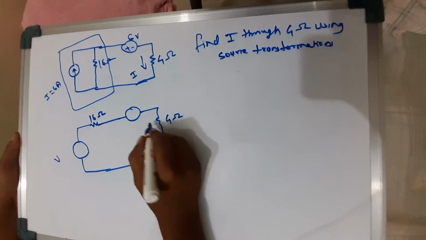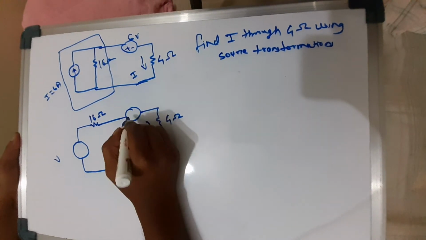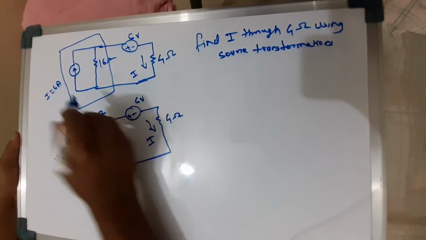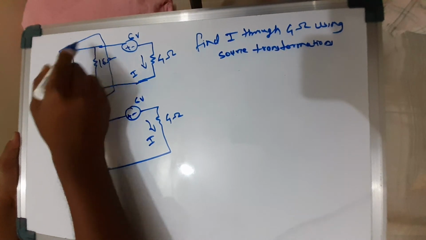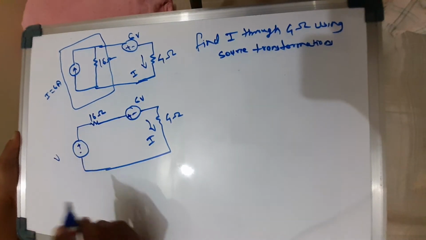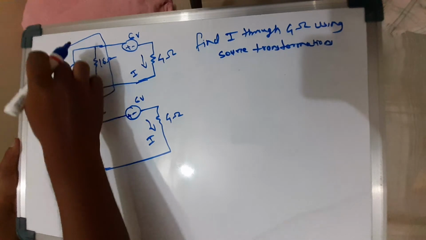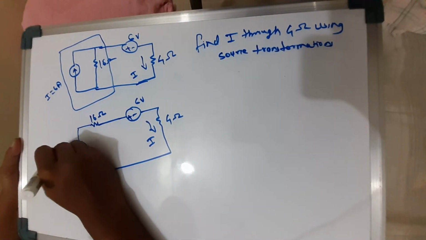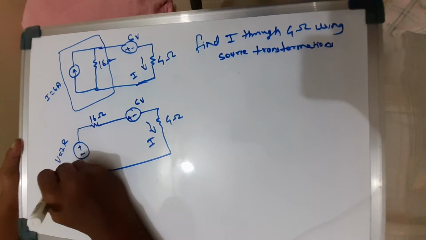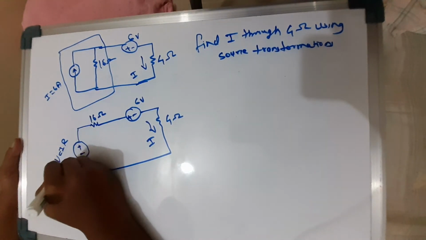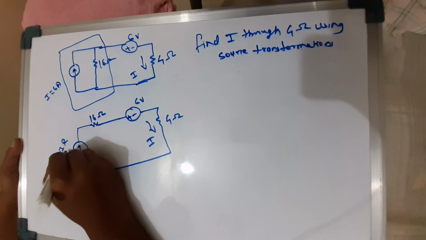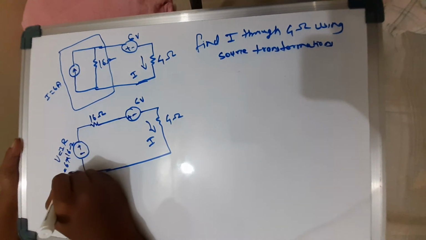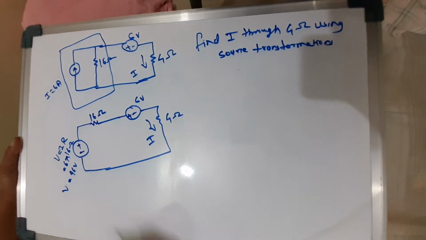So 4 ohm I will take it, I will be flowing plus minus 6 volt. Now just check the direction of current, it is upward side. So I will write down plus minus. If it is downward side, so I will write down minus plus. So already you know V equal to I into R. So we'll just check it, I is 6 into R, that is 16 ohm. So 96 volt is there, V equal.